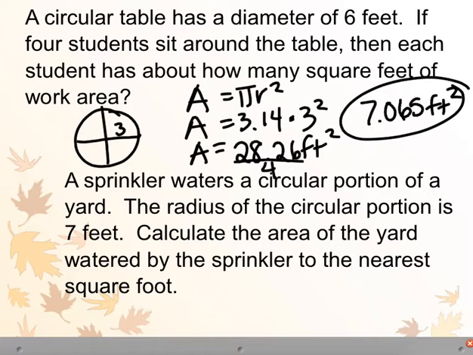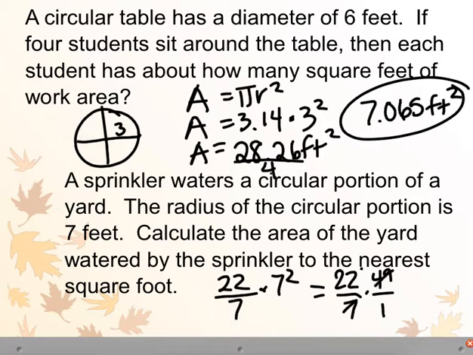All right, second one. A sprinkler waters a circular portion of the yard. The radius is 7 feet. What is the area that is sprinkled to the nearest square foot? In this case, I'm going to use the 22/7 approximation times my 7 squared. So I'm going to get 22/7 times 49, which I'm going to simplify. And I have 154 square feet. That's how much the sprinkler is going to cover.